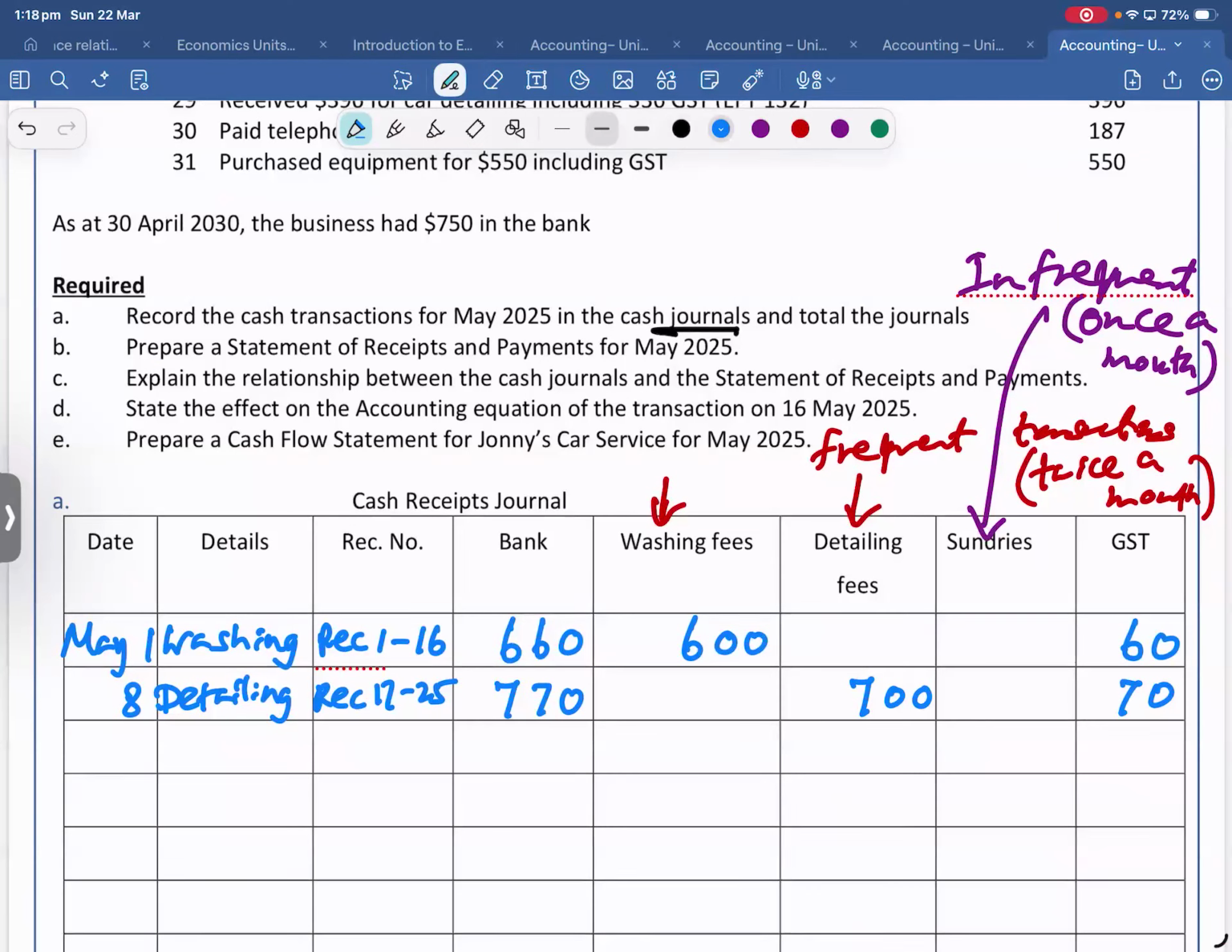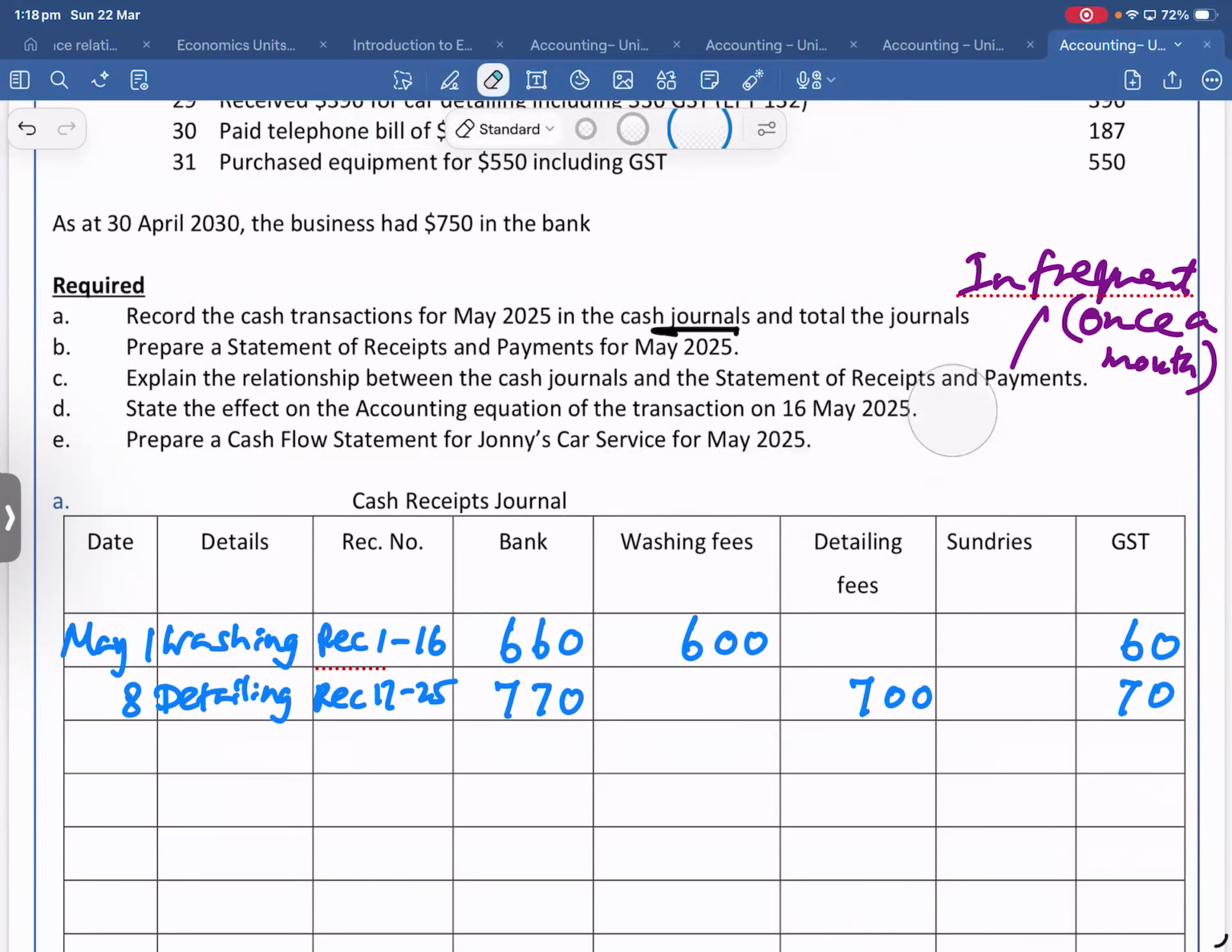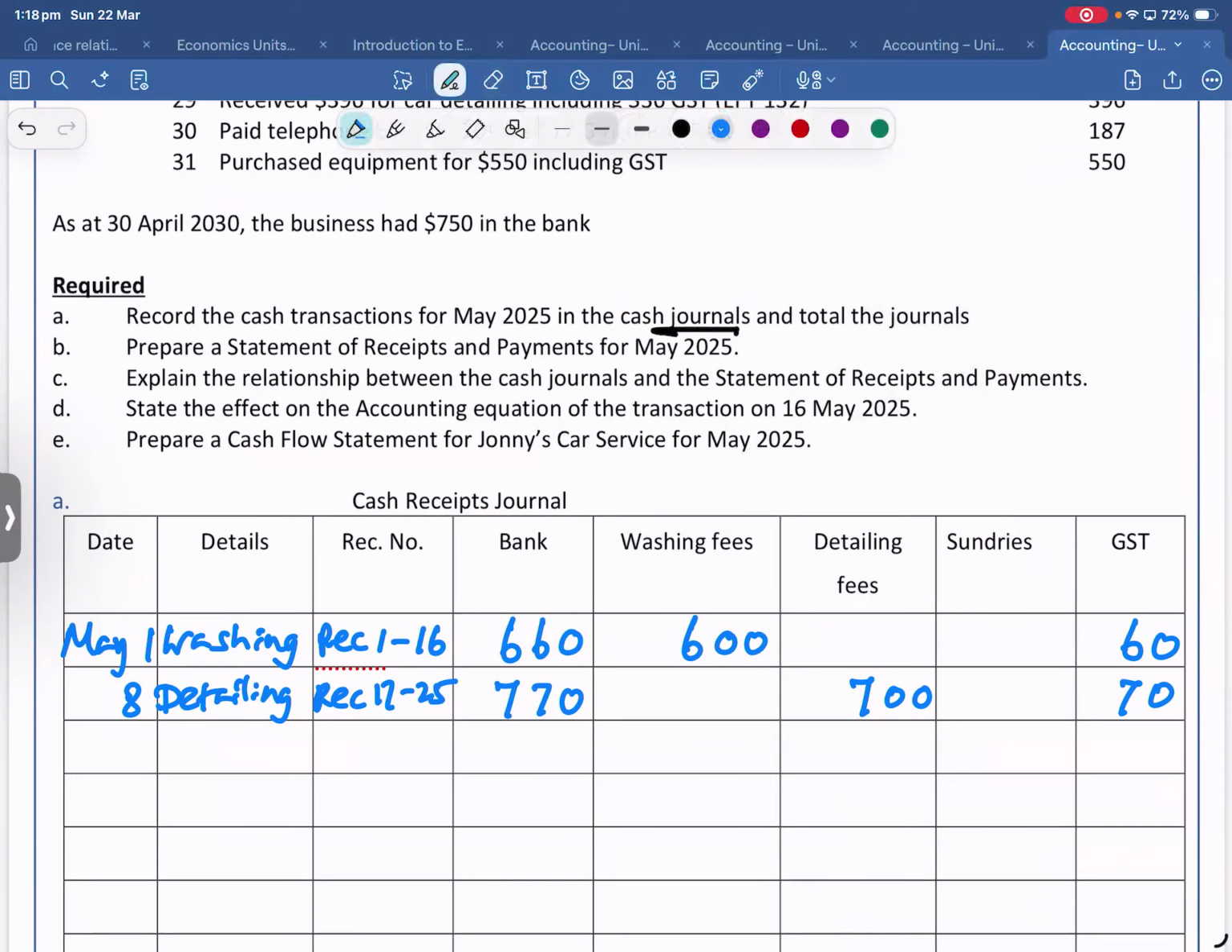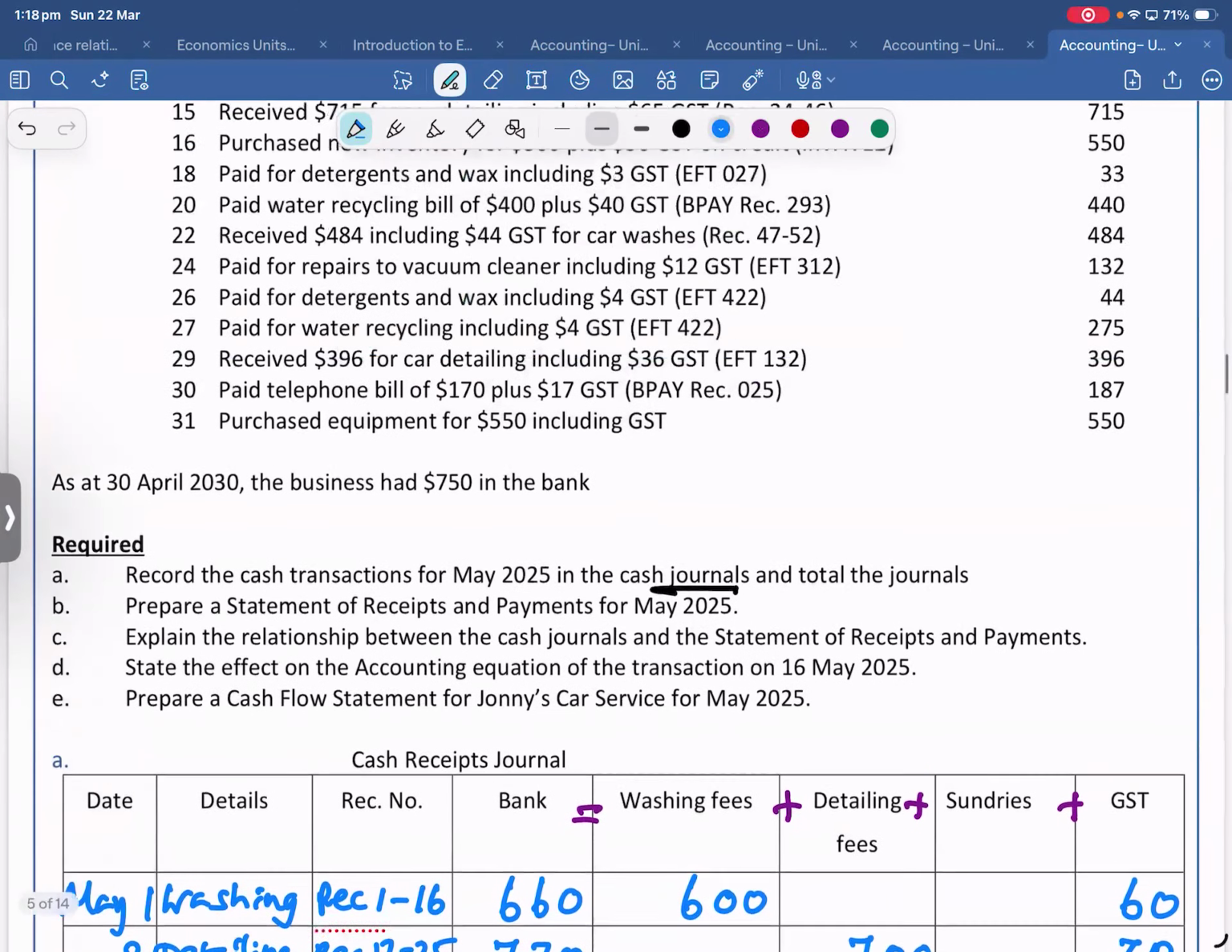Now you can understand here the bank column is equal to the addition of all of them. Yeah? Same thing in the payments journal as well. Bank column is equal to the rest. Yeah? So bank is like the total. Next one.